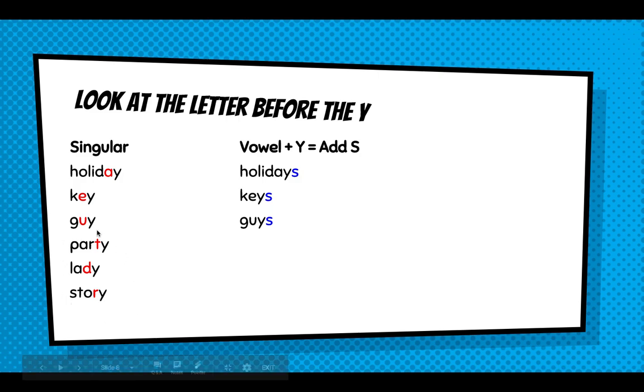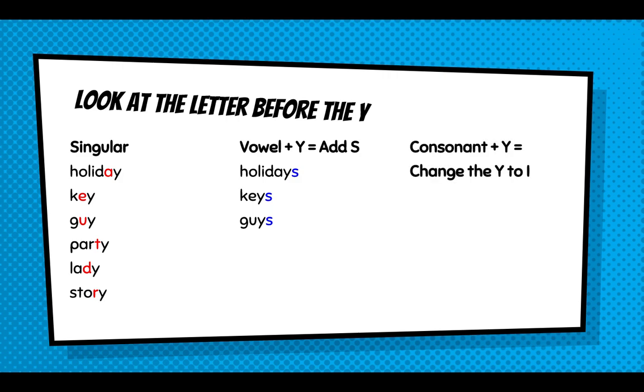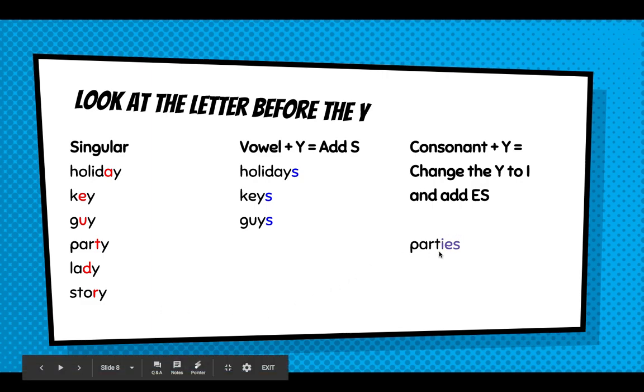These last three words, however, don't end in a vowel. They end in something called a consonant. That means we're going to change the Y to an I, and we're going to add ES on these words. That means party becomes parties. Notice that Y is now gone and it's changed to an I and added ES. And the same happens for the other two words.